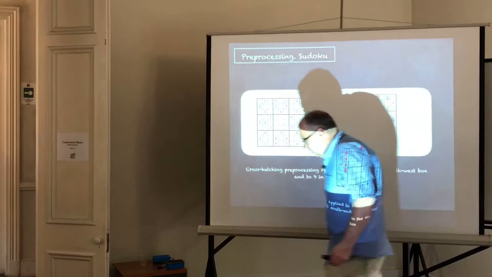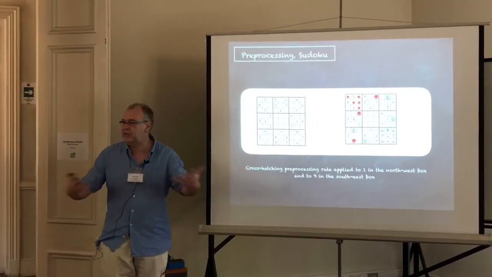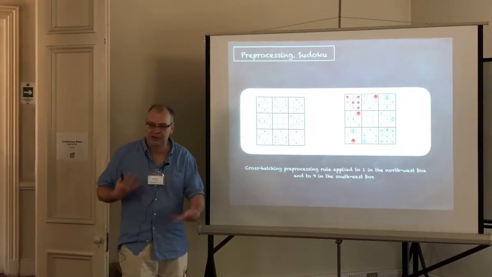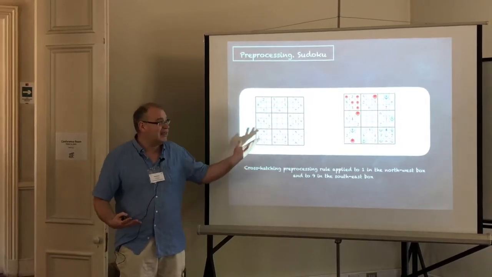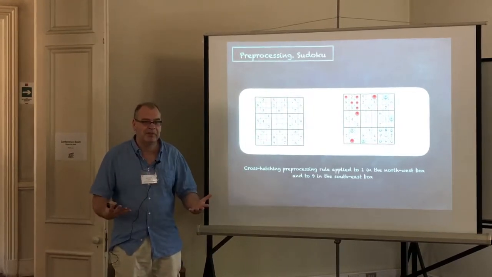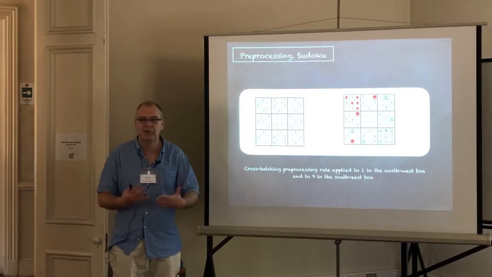And what is the beauty of Sudoku? Yes, you have a lot of preprocessing rules. But still, for the interesting cases, you're not able to solve them with the preprocessing rules alone. But at least it's now easier to formulate what my preprocessing will be. For example, I'm using the cross-hatching rule as a preprocessing rule and then continuing from there.